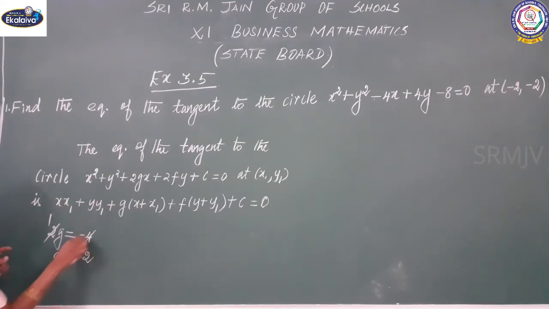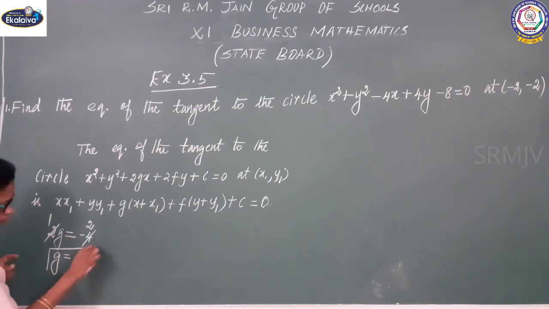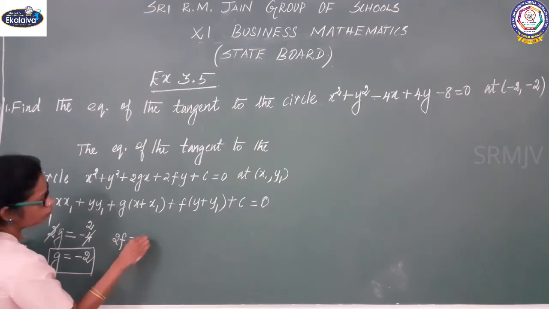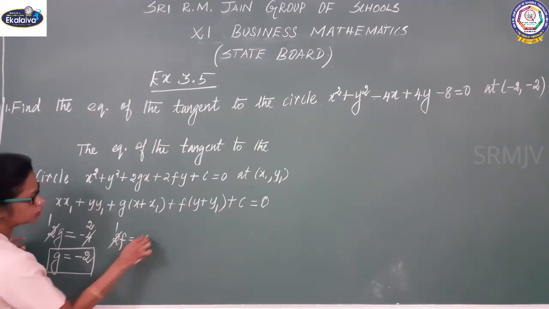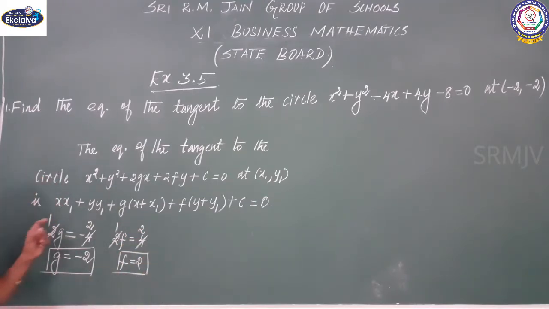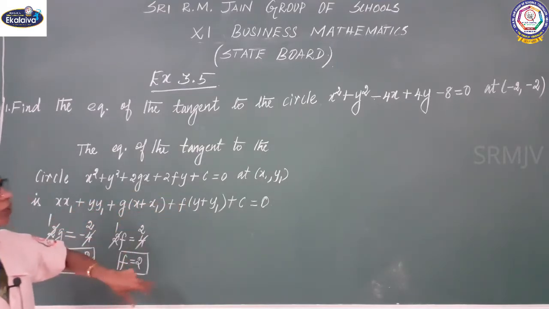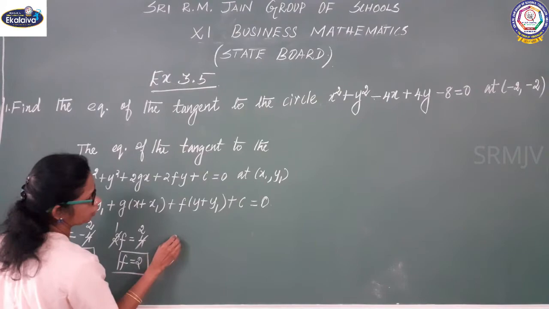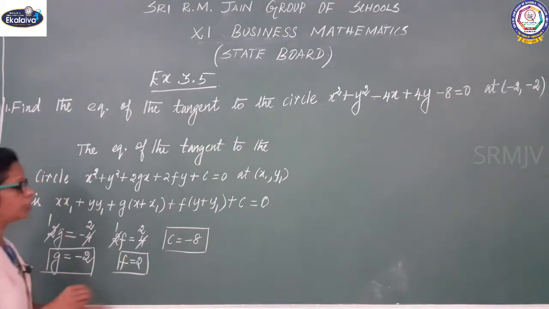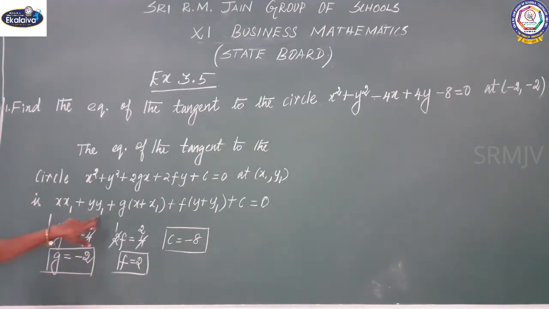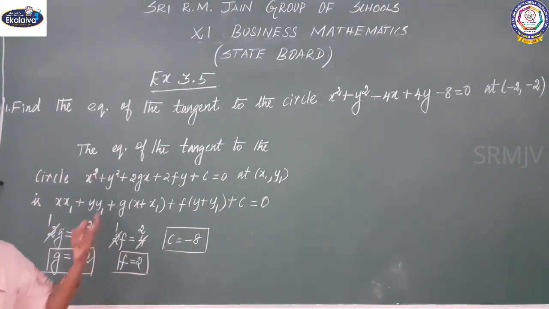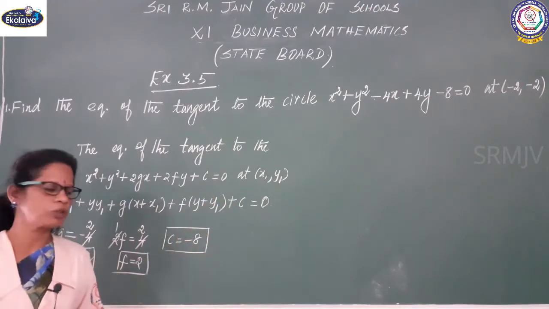Two ones are two, two twos are four. Next, 2f equal to 4. f equal to 2, two ones are two, two twos are four. See, here we need what is g and what is f. c is a constant. What is your c? c is equal to minus 8. Then the point, we want to know what is x1 and y1, that is also given as minus 2 comma minus 2. That means x1 is replaced by minus 2, y1 is replaced by minus 2.